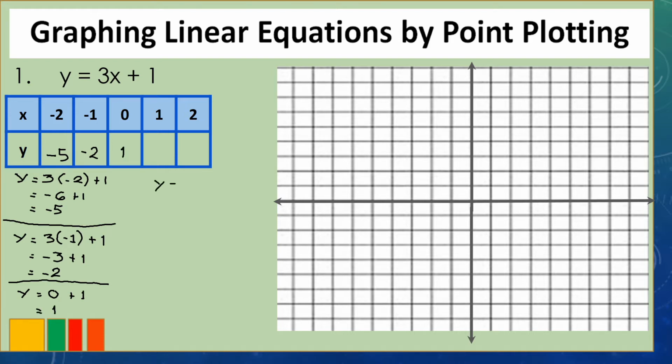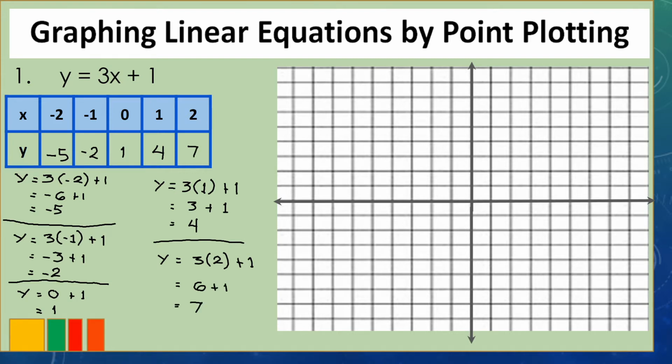For x is equal to 1, y is equal to 3, substitute x as 1, plus 1. Therefore, it will be 3 plus 1, and that will be 4. And for the last one, which is x is equal to 2, y is equal to 3, substitute x as 2, plus 1, it will be 6 plus 1, and that will be 7. Now we have the list of our ordered pairs.